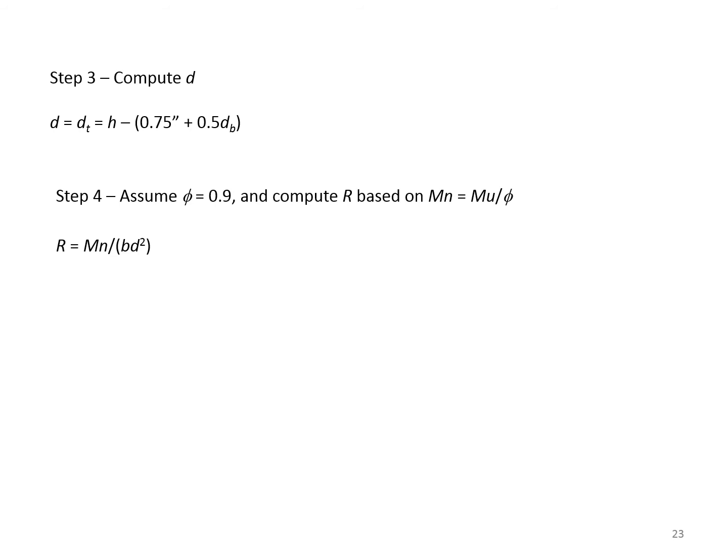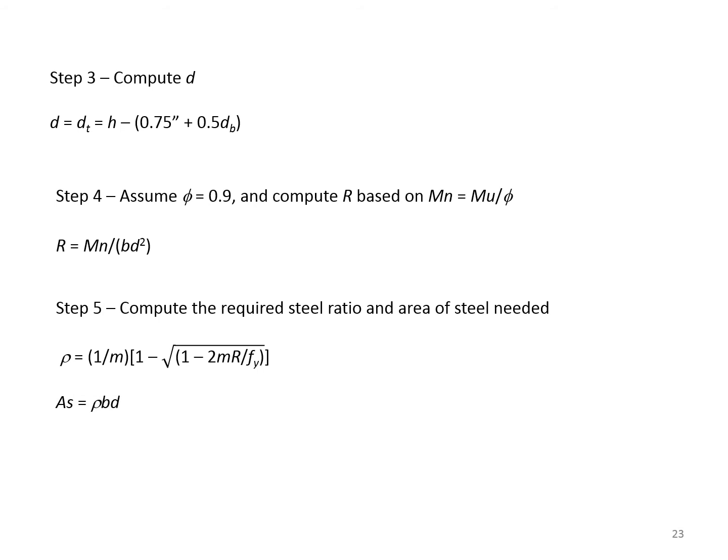R is equal to Mn divided by b d squared, where b is equal to 12 inches. And remember to use inches and pounds in that equation. The unit for R would be psi. Step 5. Compute the required steel ratio and area of steel needed from this equation. Rho is equal to 1 over m times (1 minus the square root of 1 minus 2mR over fy), and As is equal to rho b d.